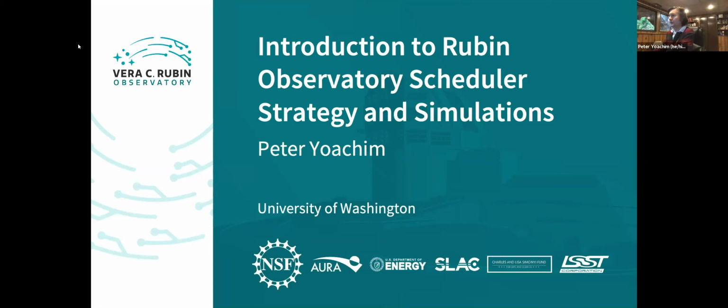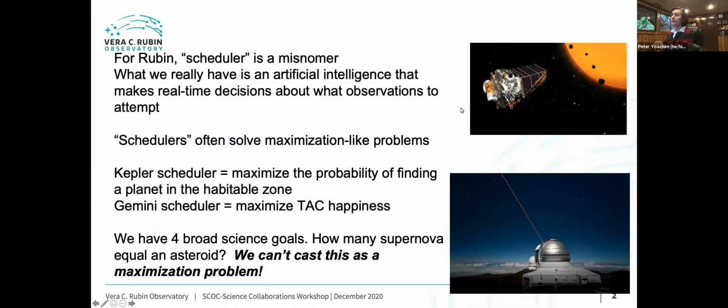Let's get right into it. So first off, I just said this is a talk about the scheduler, and scheduler is actually a misnomer. We are actually using an artificial intelligence rather than a scheduler to make real-time decisions about what observations to attempt.